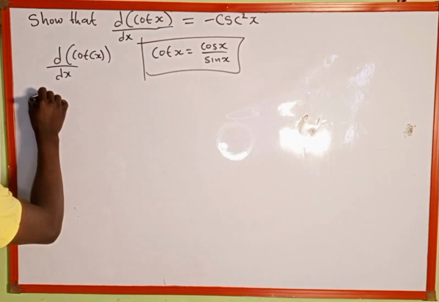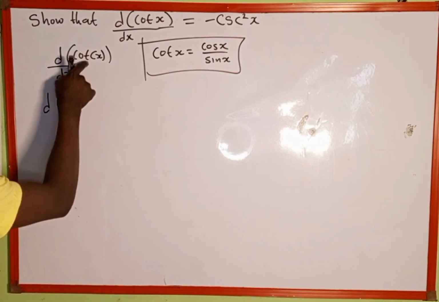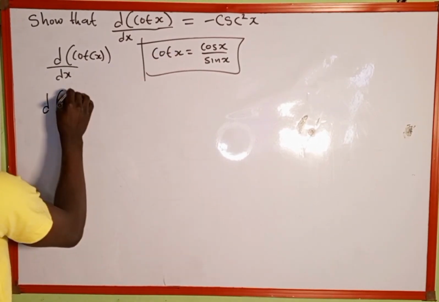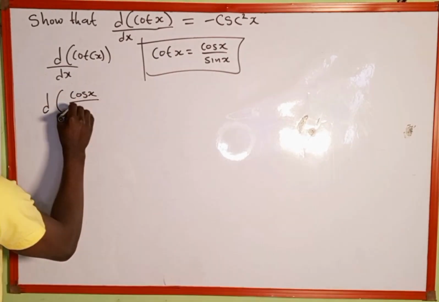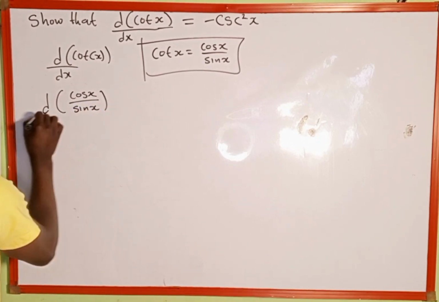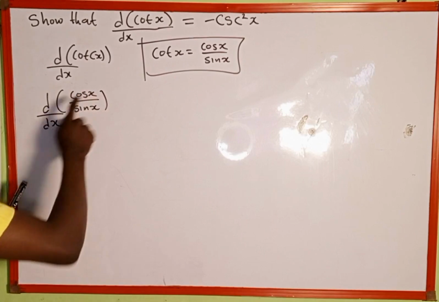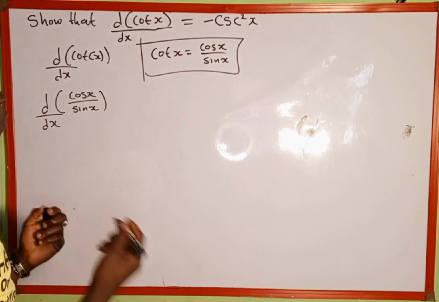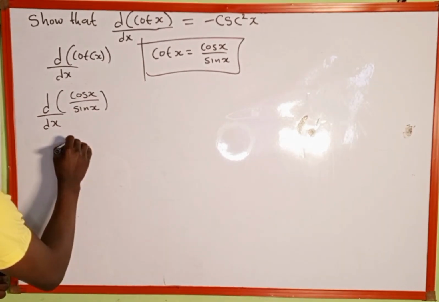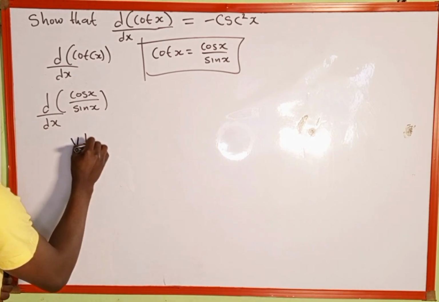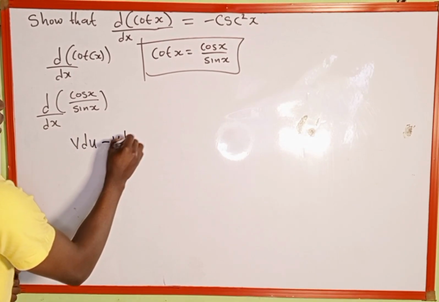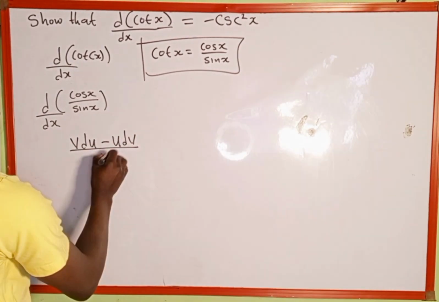So this is going to be equal to the derivative of cosine x all over sine x, with respect to x. What do you notice here? This is a fraction, so we're going to use the quotient rule. Then we recall the quotient rule formula, which is v du minus u dv all over v square.